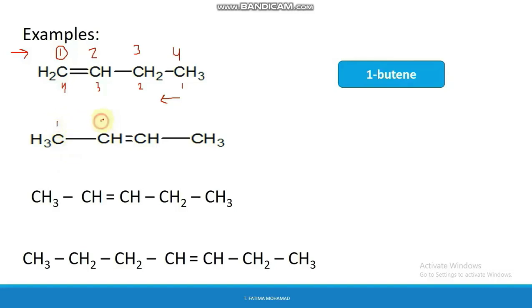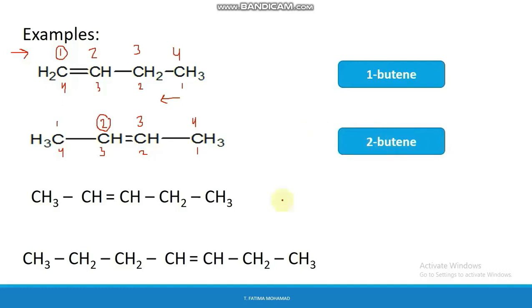Let's number the carbons, the carbon atoms. Here they are 4 carbon atoms. Let's number them in the opposite direction. Okay, so the double bond is between 2 and 3 in both directions. So we have 4 carbons, butene, and we choose the lesser number. So the lesser number is 2, so it's 2-butene.